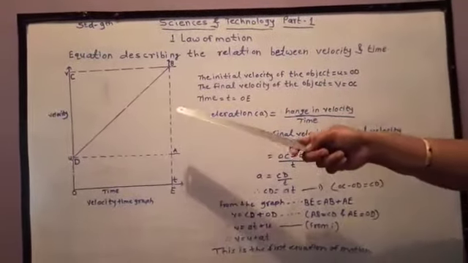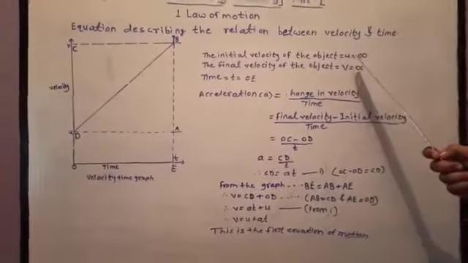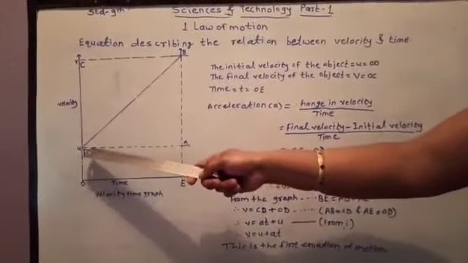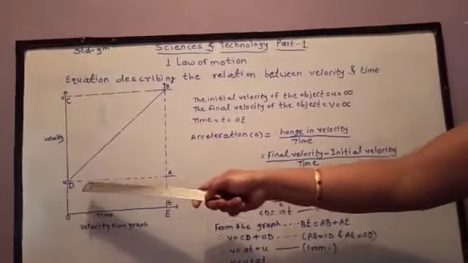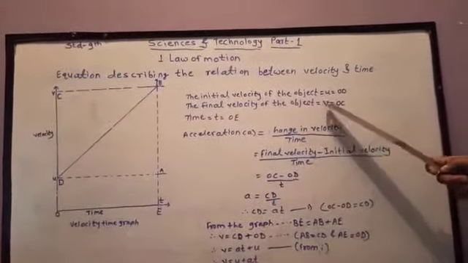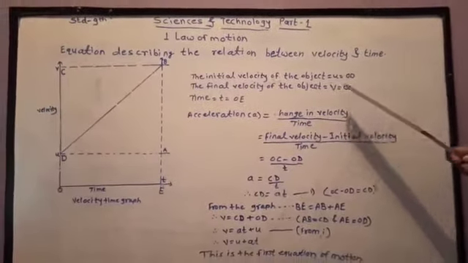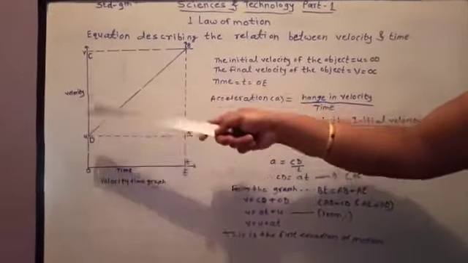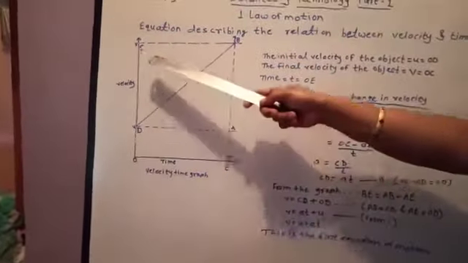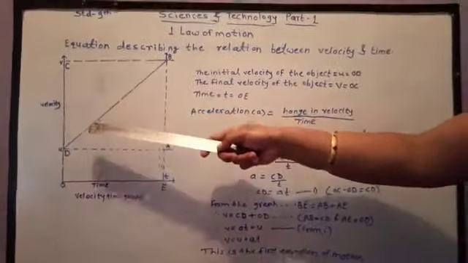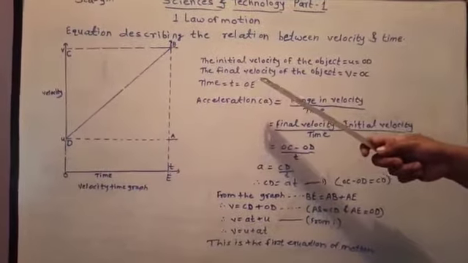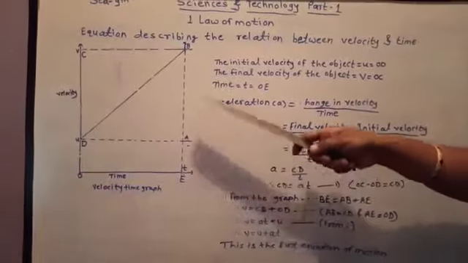The initial velocity of the object is u. It is equal to OD. The final velocity of the object, v, is OC. The time t is equal to OE.